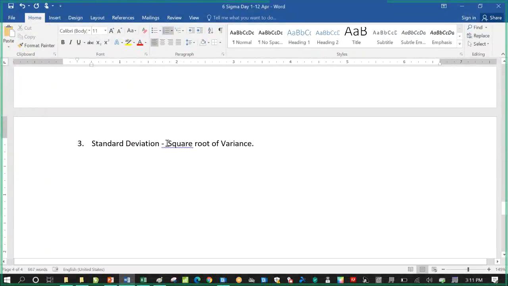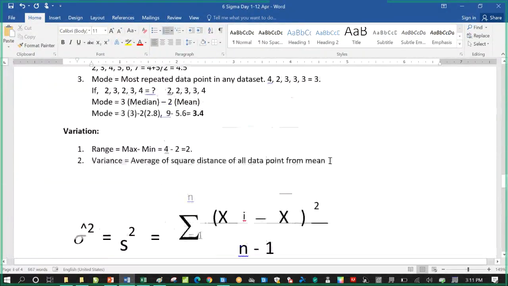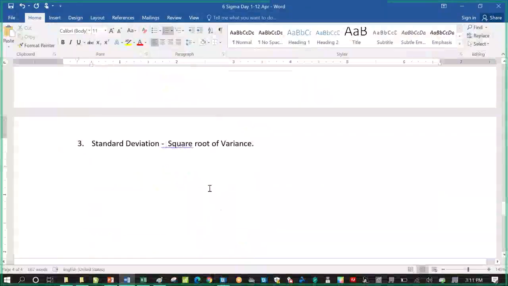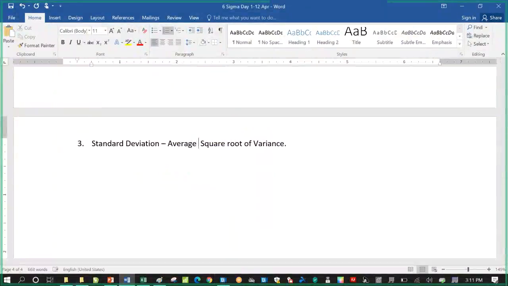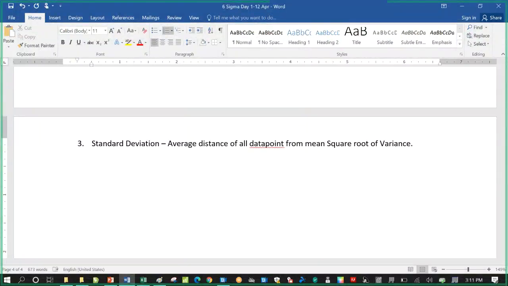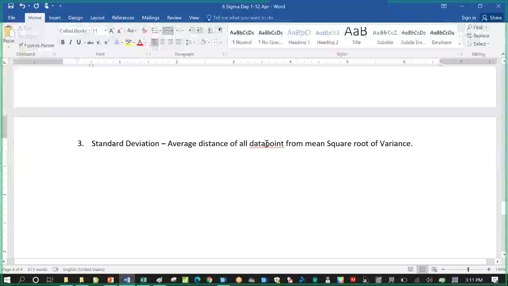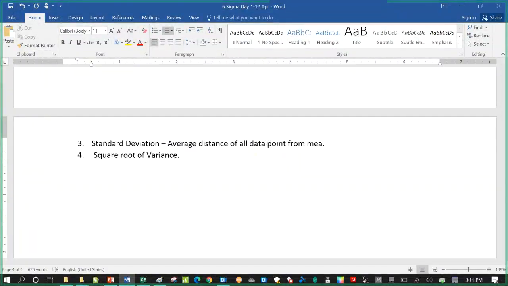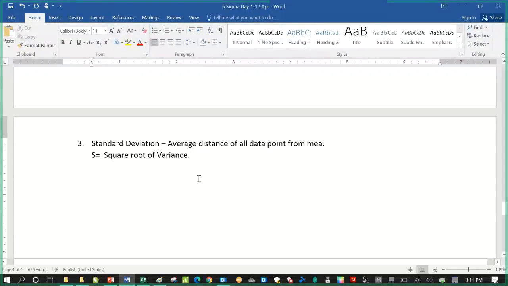So what is standard deviation? The way I gave you a one-liner definition, I'll create it here as well. It is the average distance of all data points from the mean. Average distance of all data points from the mean is your standard deviation. How do you calculate standard deviation? You put a square root on the variance.